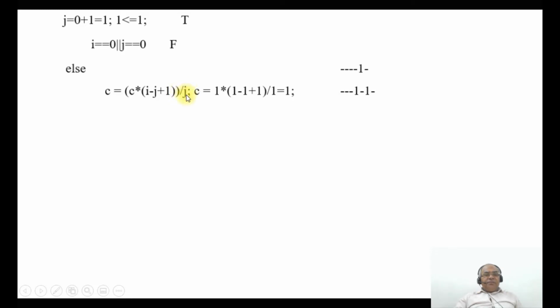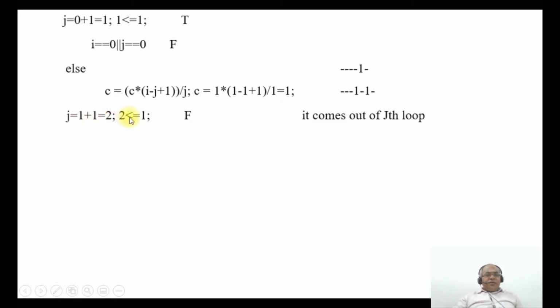and then divided by J. So here the value of C is equal to 1, that is the previous value, that is the value of 1 into, what is the value of I and J? Both are 1, so 1 minus 1 becomes 0, plus 1, into 1 by 1, it becomes 1. And since the space is given, it prints the value of C there, so it will print that space also.